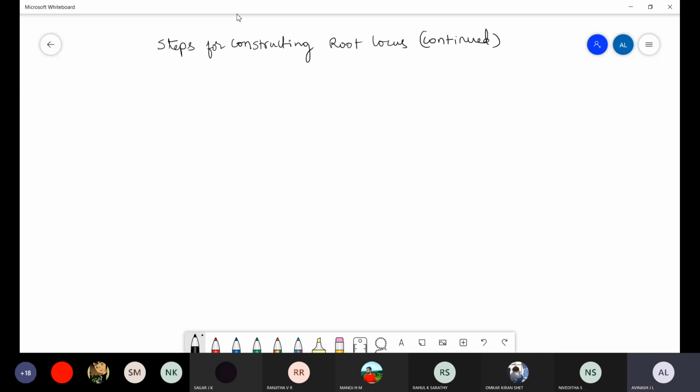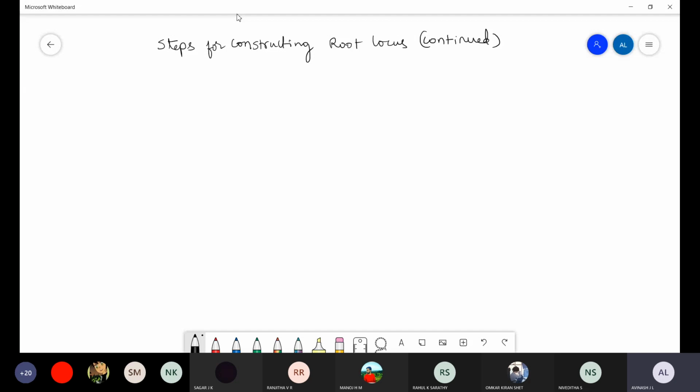In the asymptotes, we discussed how many asymptotes there are, what the centroid value is, and what the angle of asymptotes is. The fifth step is that root locus is always symmetrical with respect to the real axis. The sixth step is a point on the intersection of two or more branches, that is a breakaway point. How to calculate the breakaway point we have discussed in the last class.